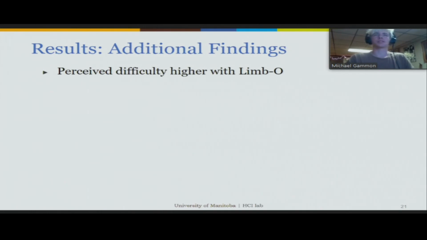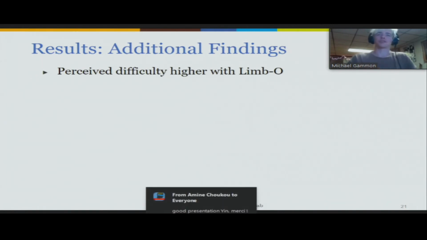And while it might seem kind of counterintuitive, this perceived difficulty might have actually been a key to the positive outcome. In fact, for both tasks, the actual scores were higher when using Limbo. So the perceived challenge will lead to a user being more careful and deliberate with their motions and learning the motion more accurately in the long run.